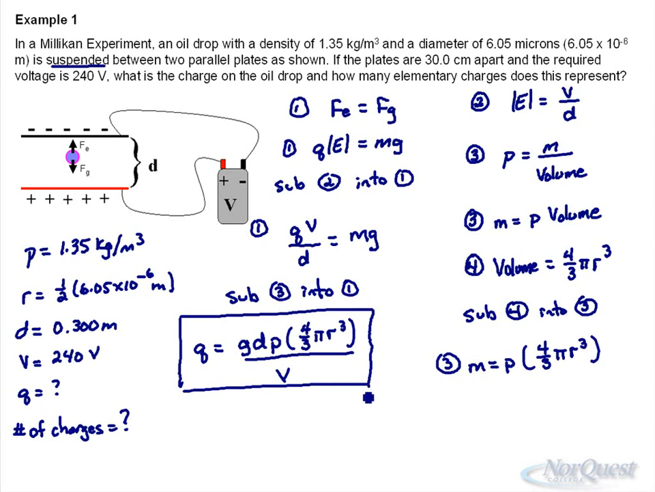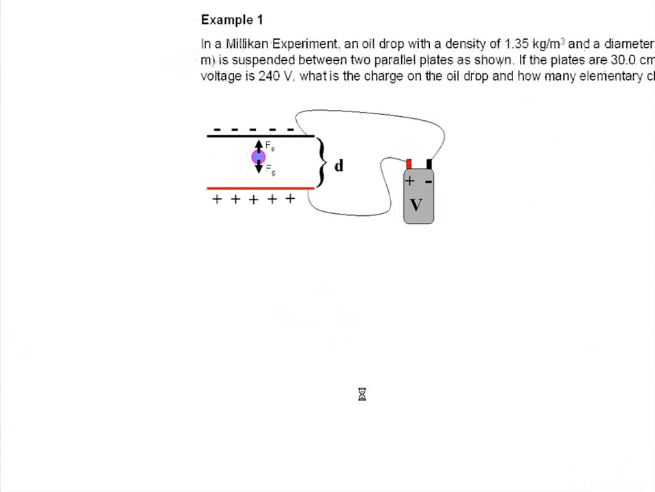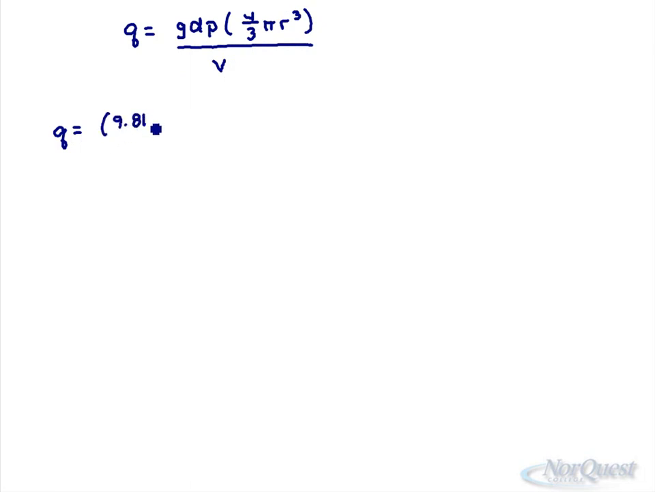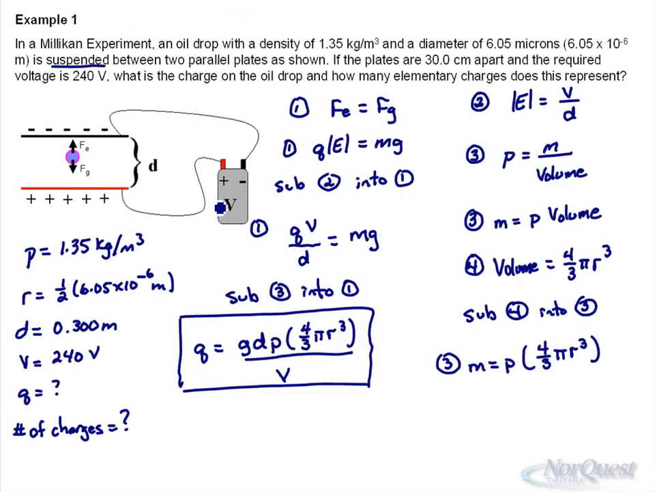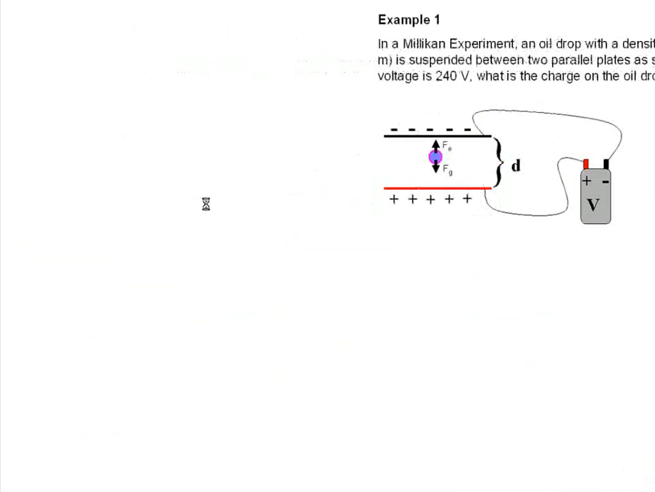So on the next slide, let's write the formula again. Q equals GDP times 4/3 pi r cubed divided by V. And let's put in all these numbers. Q equals 9.81 meters per second squared times the distance between the plates. I'll have to keep bouncing back and forth here. 30 centimeters or 0.3 meters.